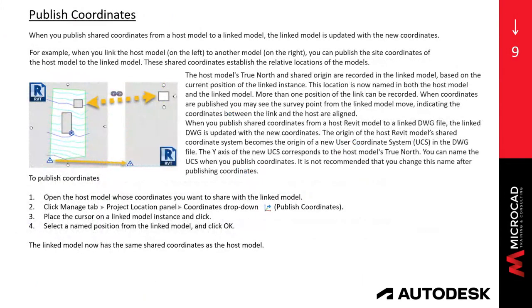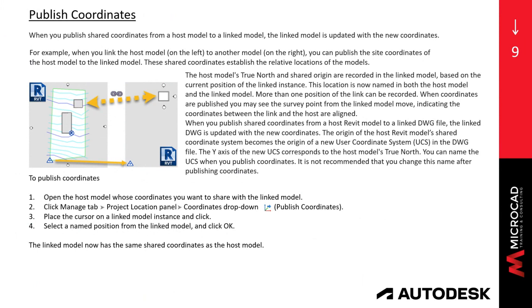Okay, the other thing that you can do with the survey point is publish the coordinates. So when you publish the coordinates of your site plan or of your site model to models that are linked into that topography or into that site, the survey point of the linked file will acquire those coordinates and also the elevation. So again, the workflow is that you need to open the host model, and then you need to go to your Manage tab, to your Project Location panel, and in the Coordinates drop-down, you want to publish coordinates, you want to place the cursor on the linked model instance and click.